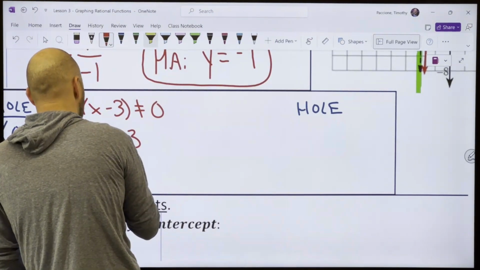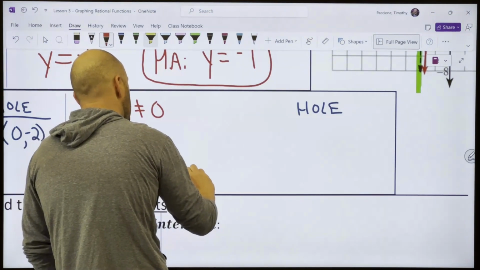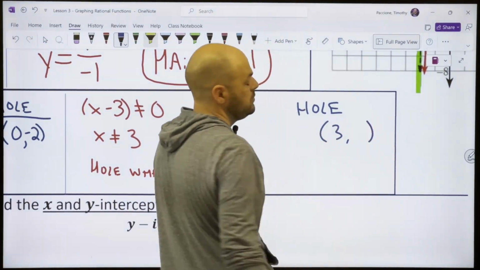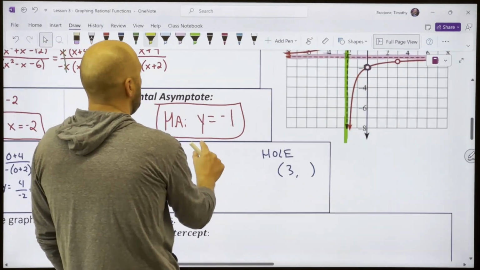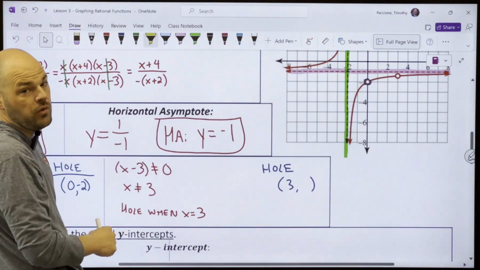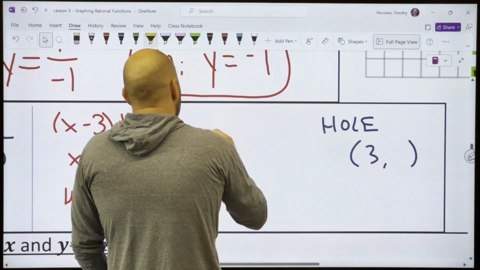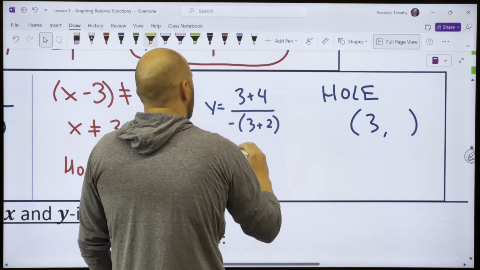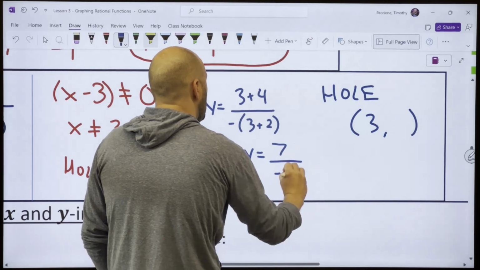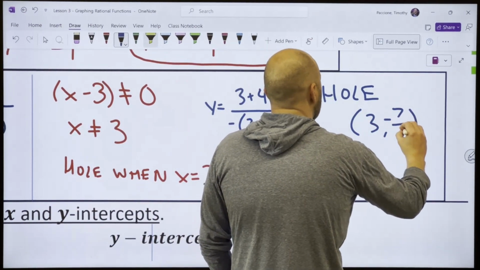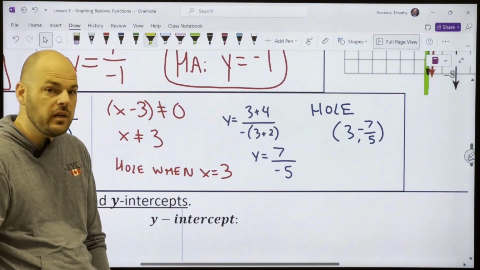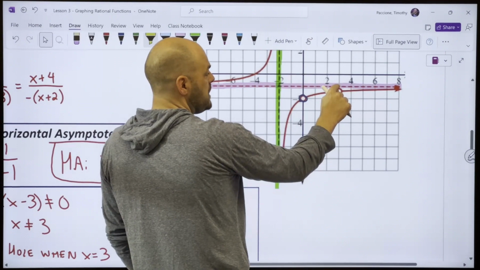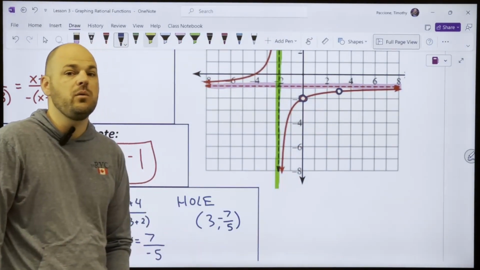A hole when x equals 3. Our hole has an x and a y, so it'll be 3, something. How do we find that something? Same thing we just did before. We plug it into the simplified form, x plus 4 over negative x plus 2. So our y will be 3 plus 4 over negative 3 plus 2, which turns out to be 7 over negative 5, so negative 7/5, a little more than negative 1, like negative 1 and 2/5. So we'll do a little estimating here. 3 is here, and then there's negative 1 and a little bit more, and that looks right. So we know we have our hole.